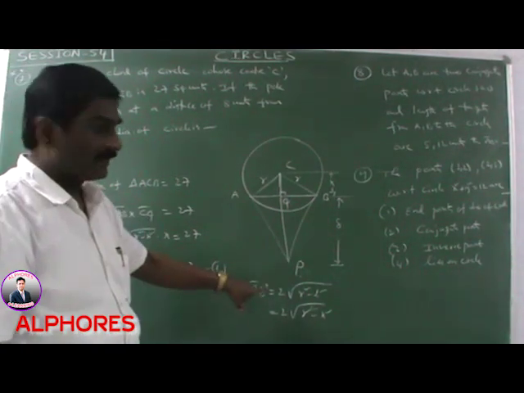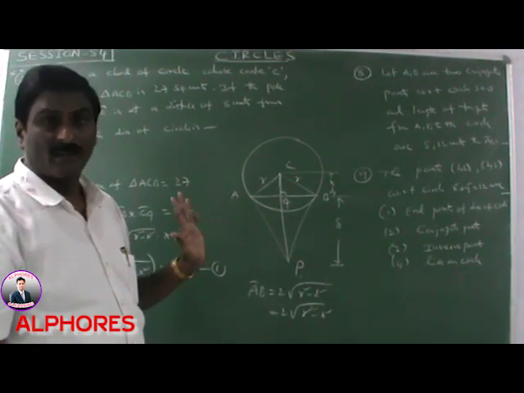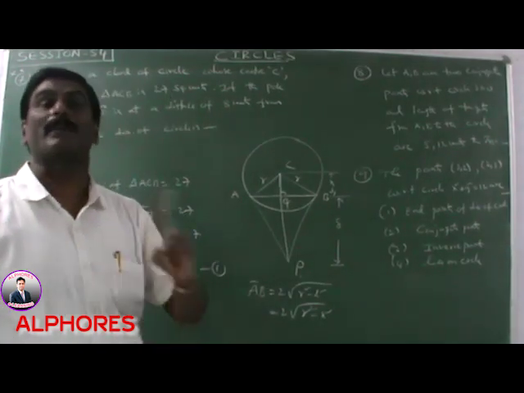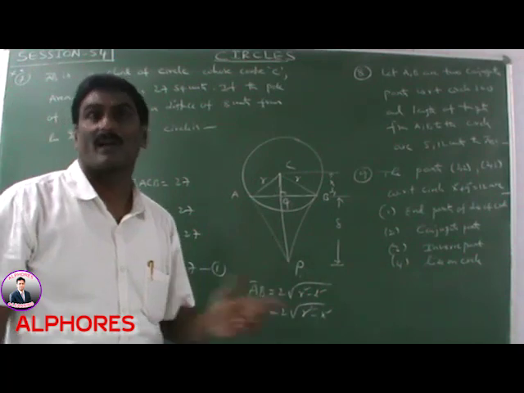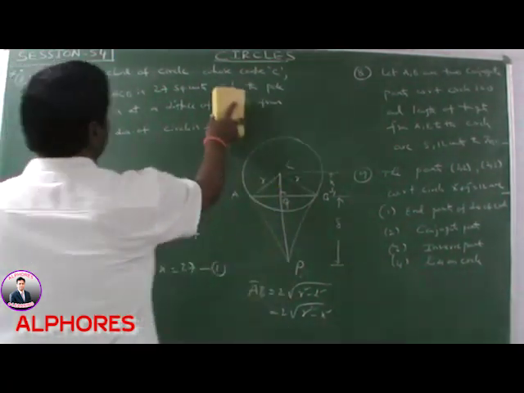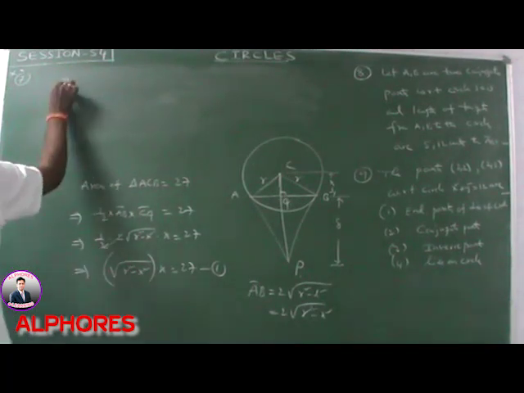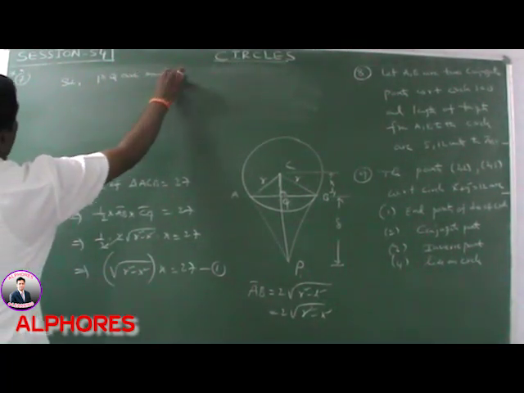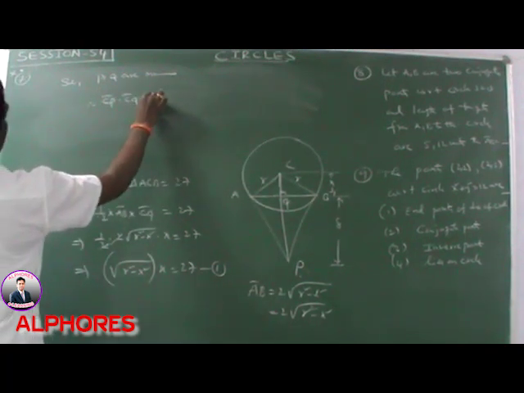Please observe this diagram. In this case, P, Q are inverse points with respect to the circle. If P, Q are inverse points with respect to the circle, what is the condition? CP into CQ is equal to r square. By using that property, we find the relation between x and r. Since P, Q are inverse points with respect to the circle, s is equal to 0. Therefore, CP into CQ is equal to r square.